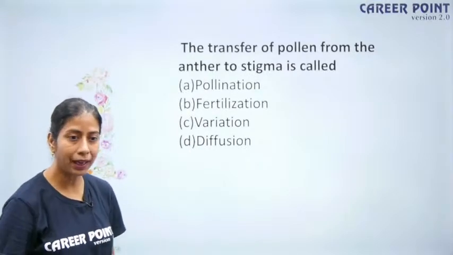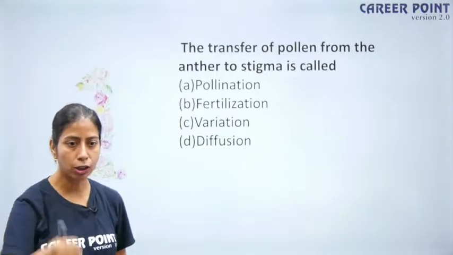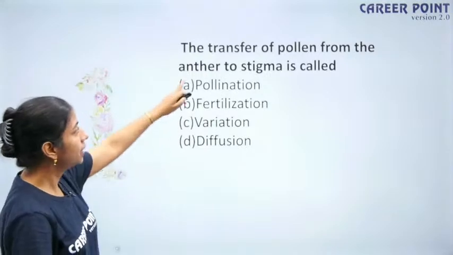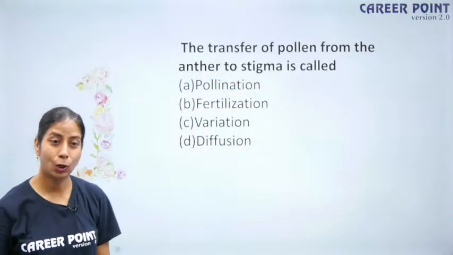Germination means when the seeds, the embryo comes out of the seeds and grows, that is known as germination. The transfer of pollen from anther to stigma is called as.